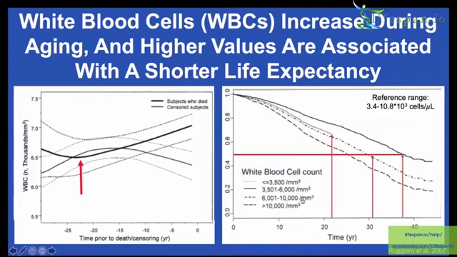So 6,000 to 10,000 cells per microliter. Their life expectancy is better than the less than 3,500, but still not as good, obviously, as the 3,500 to 6,000. So they live about 5 years shorter than the best group. And then greater than 10,000, they live the second shortest. So they live about 25 years, but still 13 years less than the group that had white blood cells in the 3,500 to 6,000 range.